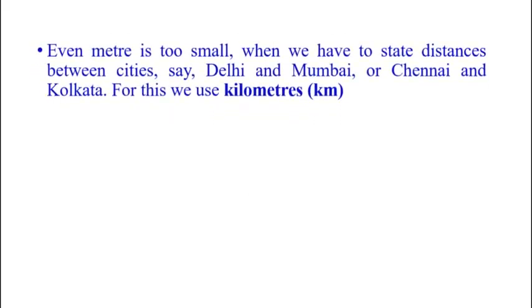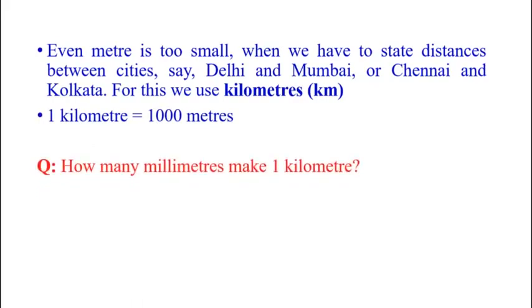Even meter is too small when we have to state distances between cities, say Delhi and Mumbai or Chennai and Kolkata. For this we use kilometers, or simply written as km. 1 kilometer is equal to 1000 meters. One question is there, how many millimeters can make 1 kilometer?